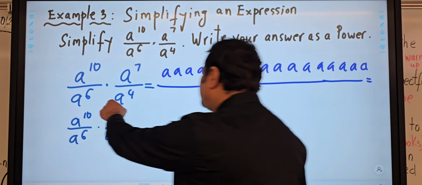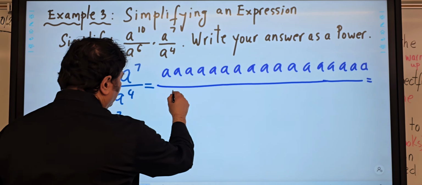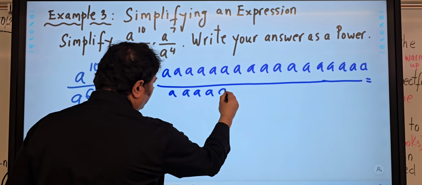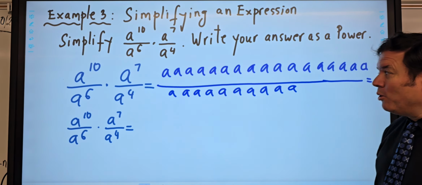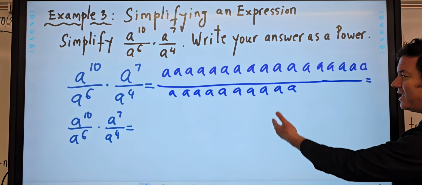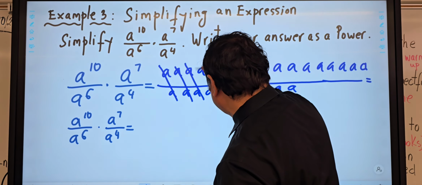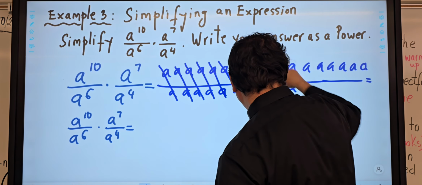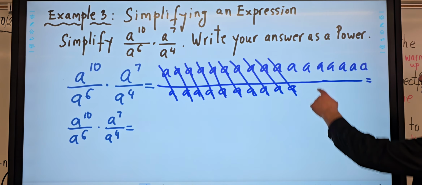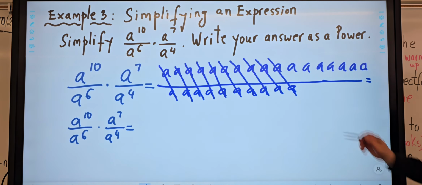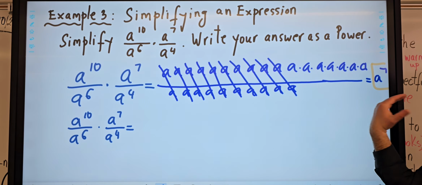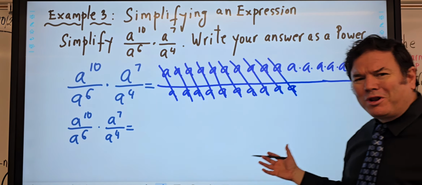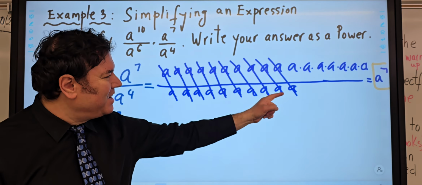And on the bottom we have 6 plus 4, 10, right? So we have 10. 1, 2, 3, 4, 5, 6, 7, 8, 9, 10. And here we can see again that we can simplify 10 a's from the top with 10 a's from the bottom, right? So we simplify these. Okay, and see what we are going to be left with. So now if we count, we have 1, 2, 3, 4, 5, 6, 7. So now we have a to the power of 7 as our final answer. And this is the extended form. If you forget the formulas, you can always use the extended form and get the answer.